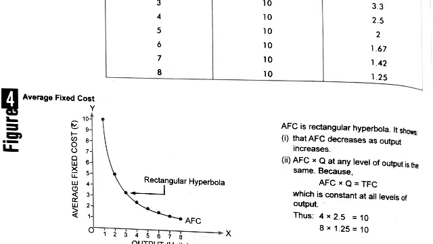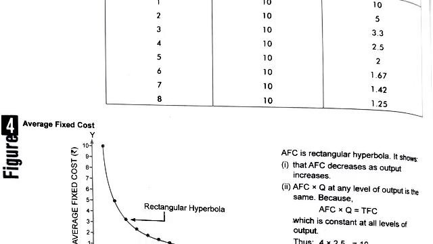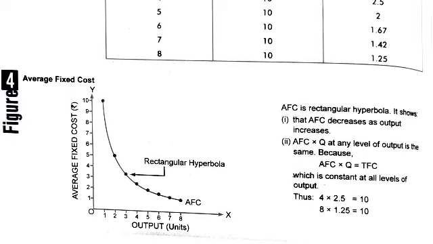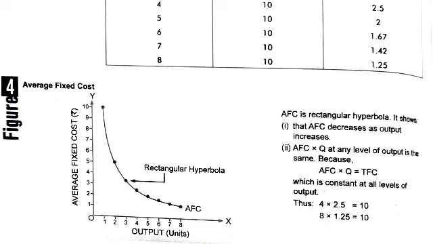You can see the depiction of this data, how this data has been plotted into a diagram or a figure. Now AFC is a rectangular hyperbola. It shows that average fixed cost decreases as output increases. AFC is the average fixed cost curve. You can see that it declines continuously. Average fixed cost decreases as output increases.